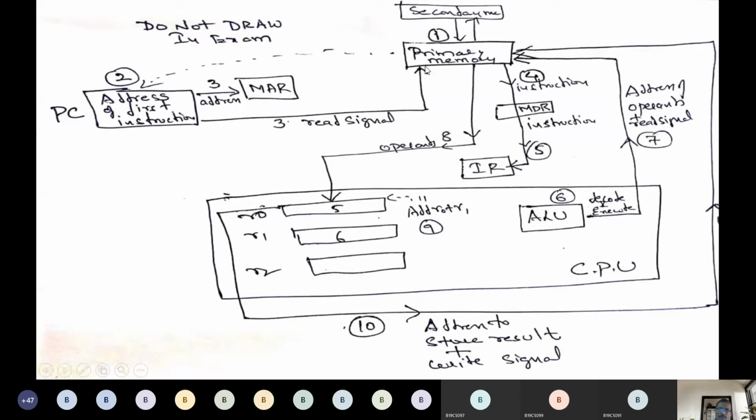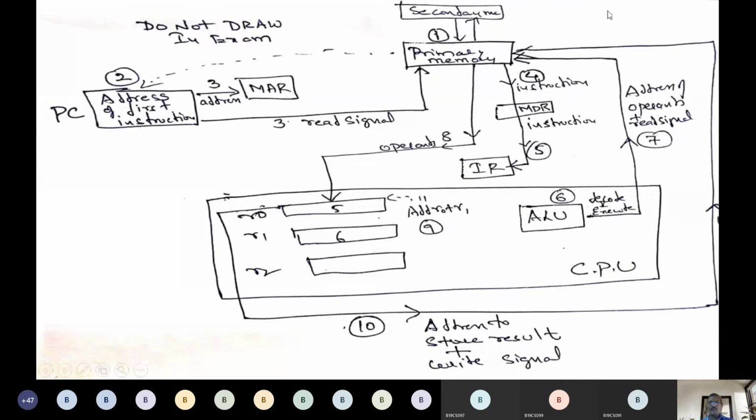So the 11 needs to be copied into primary memory. The address where the 11 needs to be stored, and also a write signal, is sent to primary memory. At that address in the primary memory, the 11 is stored. This is the scenario. Okay.